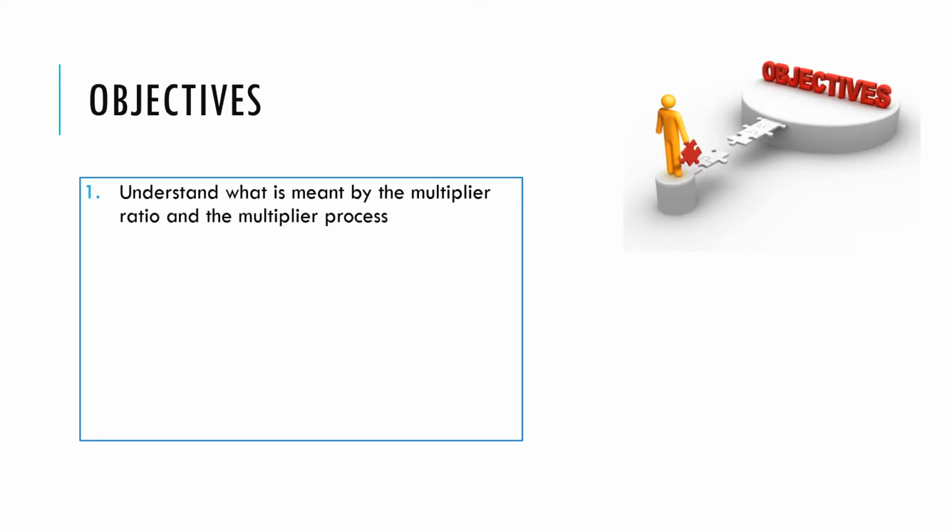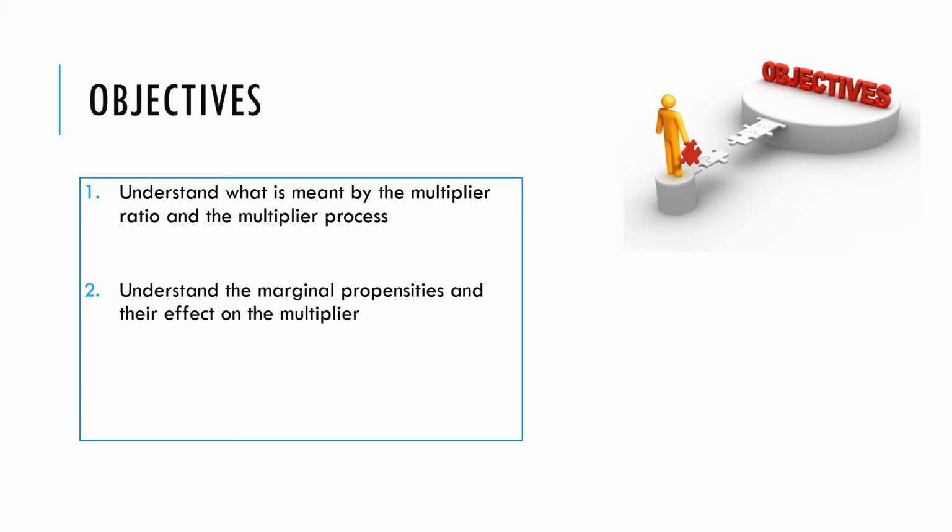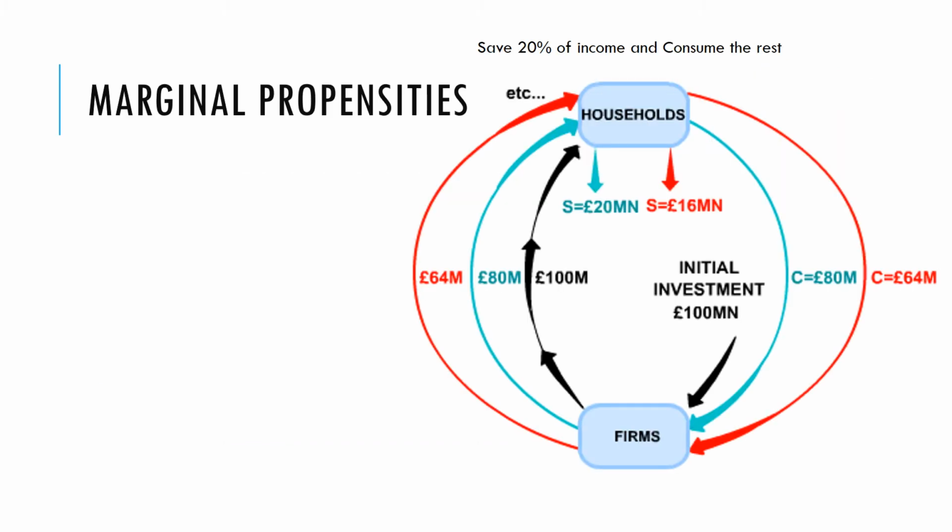So we've looked at what the multiplier ratio is and the multiplier process. We now need to look at marginal propensities and be able to perform some calculations. So let's think about marginal propensities. It's kind of a funny word here, but what was quite important in our initial story, when we were looking at the money flowing around our economy, was this 20%. That households, every time they earned 100 million, they saved 20%. Every time they earned 80 million, they saved 20%. So this concept of how much households save for every extra bit of income is a marginal propensity to save.